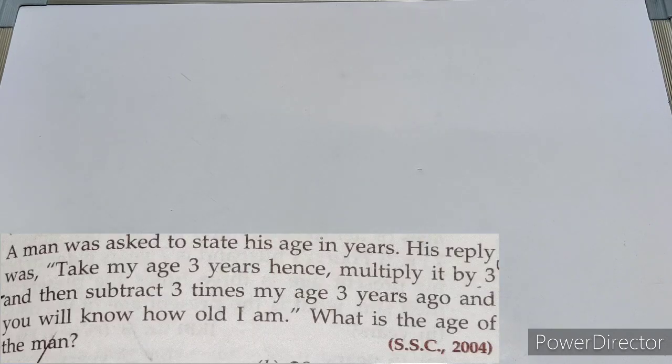This question is purely language based. It is a very easy question, only one equation, but still it is tricky because of its language. So let's have a look at it. The question goes like, a man was asked to state his age in years. His reply was, take my age 3 years hence, multiply it by 3 and then subtract 3 times my age 3 years ago and you will know how old I am.